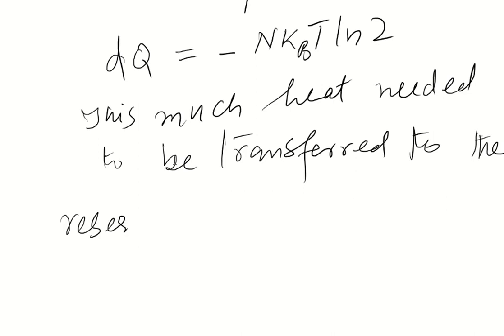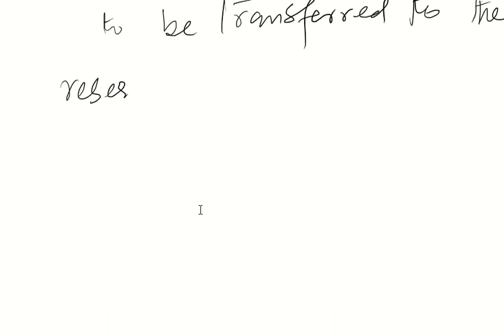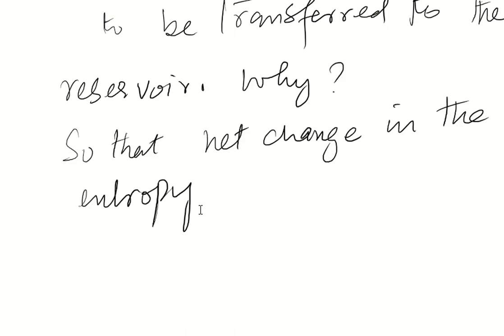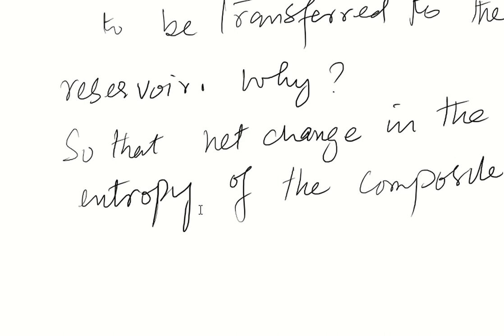Why? So that the net change in the entropy of the composite system becomes 0.